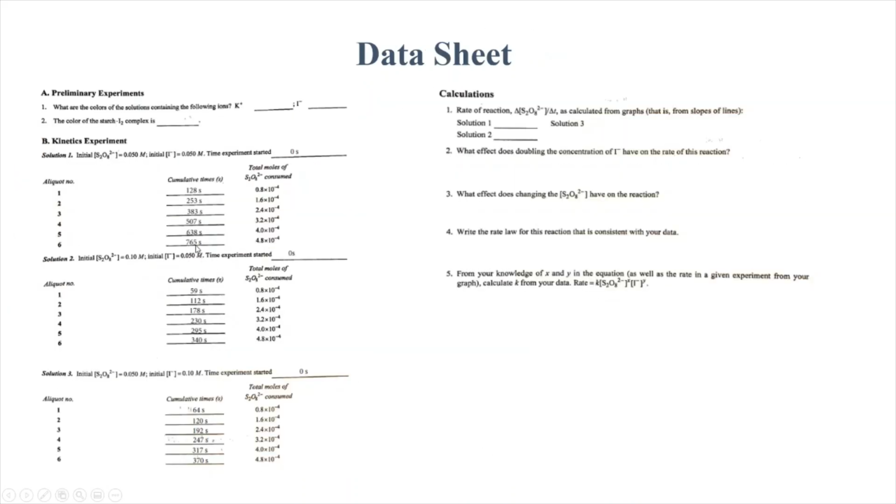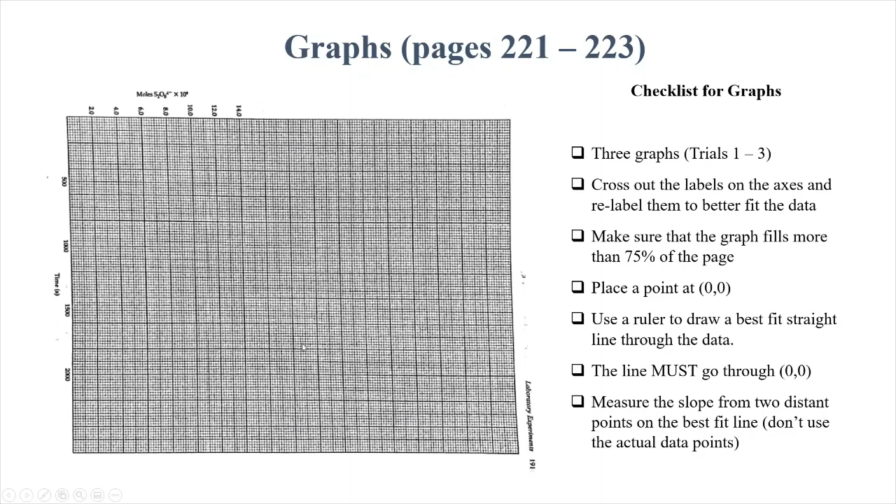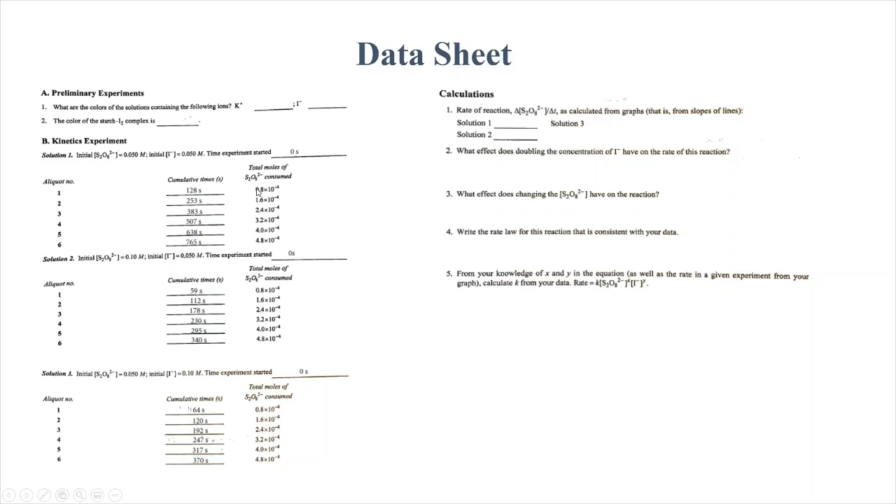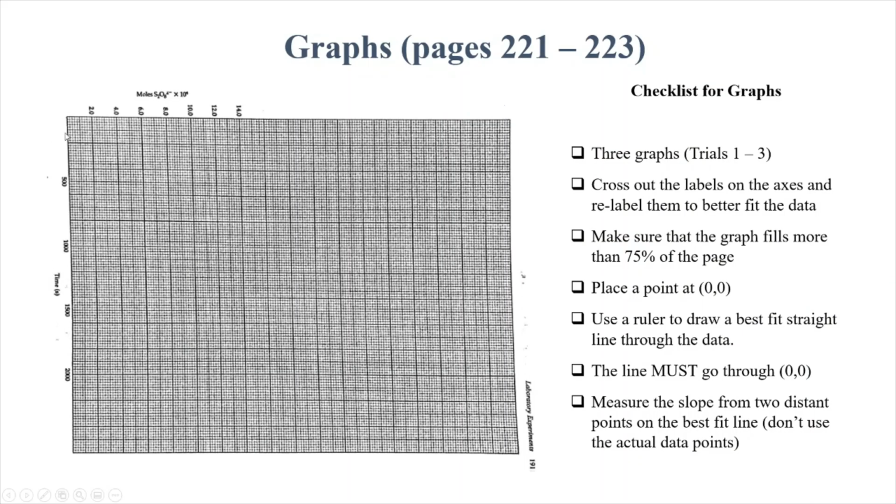So this thing is going out to 765 seconds. So you're going to want to set this up so that 800 seconds or something like that is out here to about 3/4 height. And the same thing goes for the peroxydisulfate. The peroxydisulfate goes up to about 4.8. So you're going to want to make sure that the top of this graph is at like 5 or 6 or something reasonable like that, so that your data points span most of the graph paper.